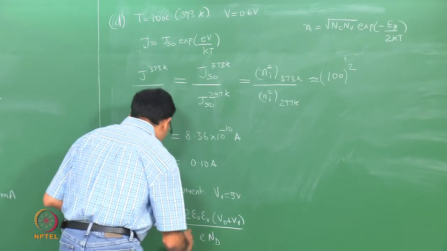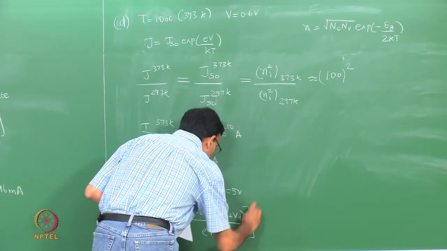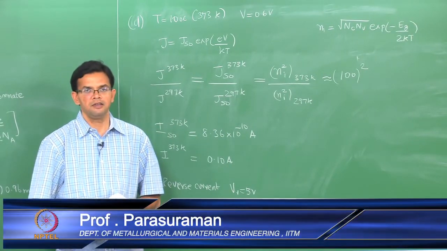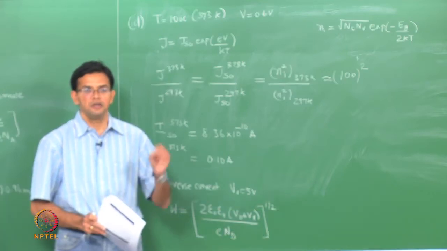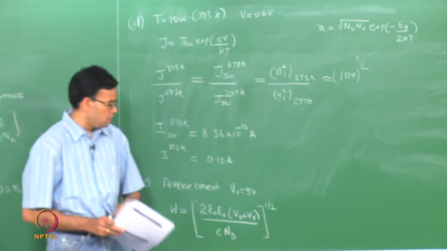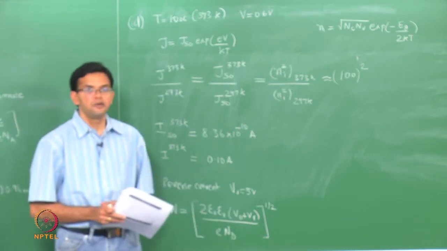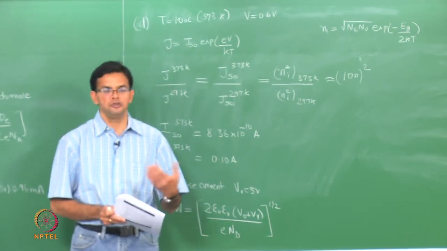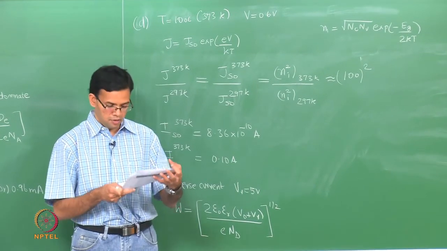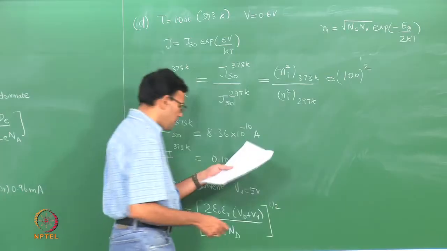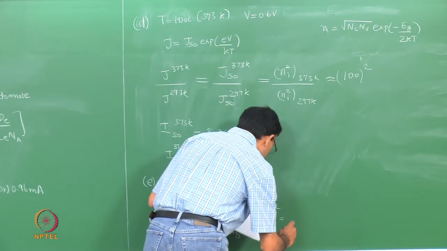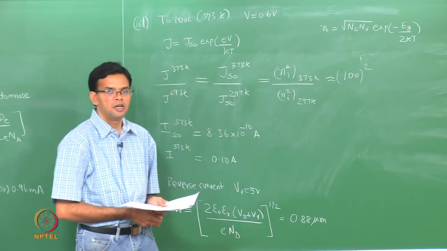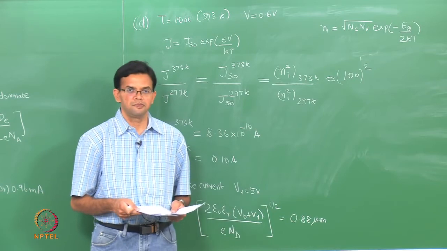So, I only have Nd. This formula is something we've used before to calculate the width of the depletion region when you have a p-n junction under equilibrium. We only modified it to add the reverse bias voltage, and we also removed the contribution due to Na because Nd is much smaller than Na. So, we can plug in the numbers. The new depletion width comes out to be 0.88 micrometers, and most of this is in the N side.